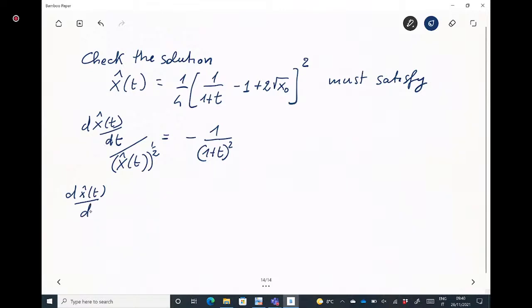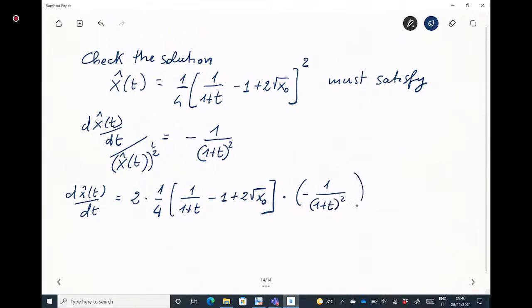of my solution with respect to time. It is equal to 2 times 1/4 times 1 over 1 plus t minus 1 plus 2 square root of x0, right? Times the derivative of the content of the square brackets with respect to t, times minus 1 over 1 plus t squared. Okay?